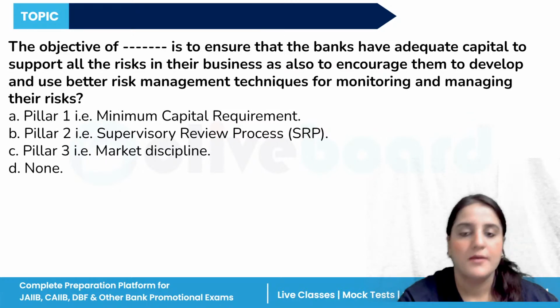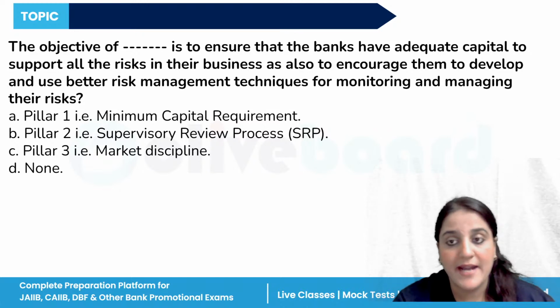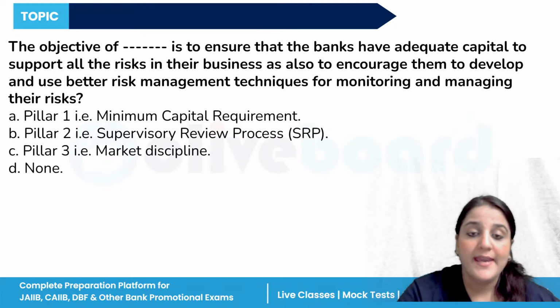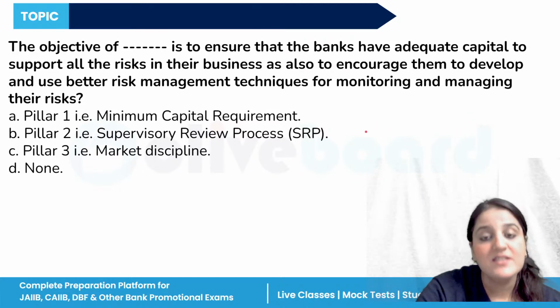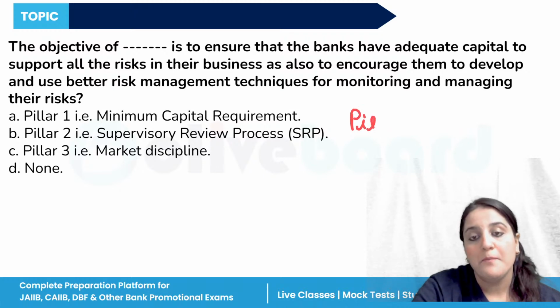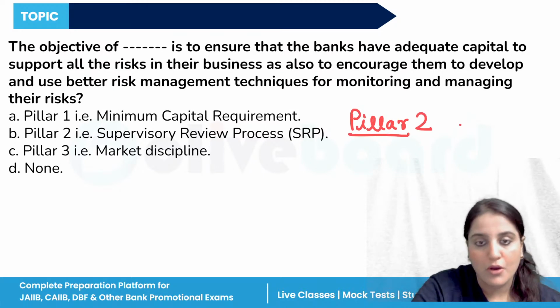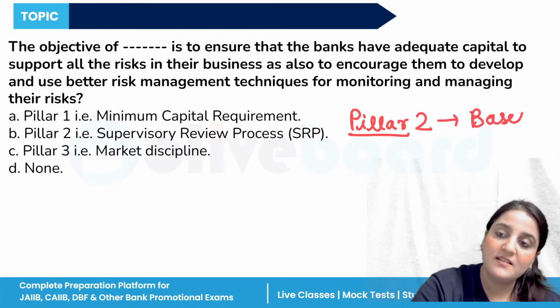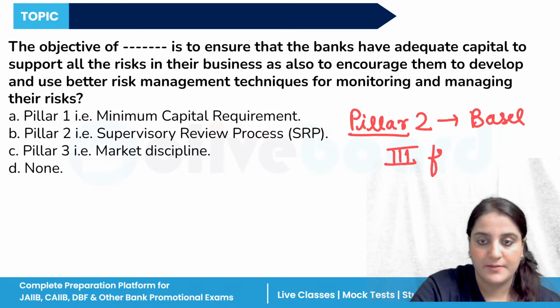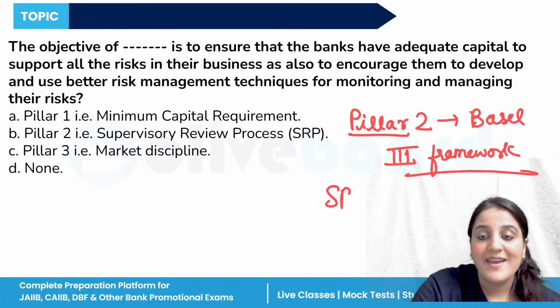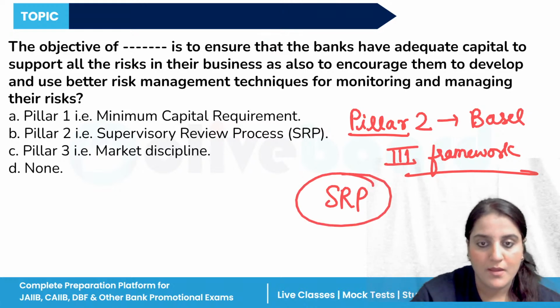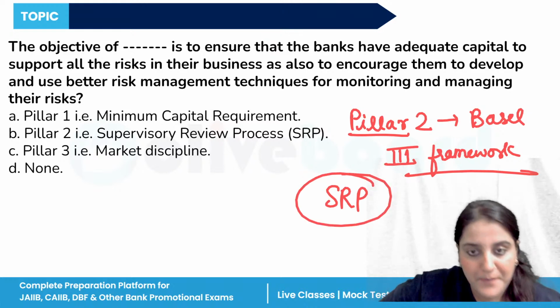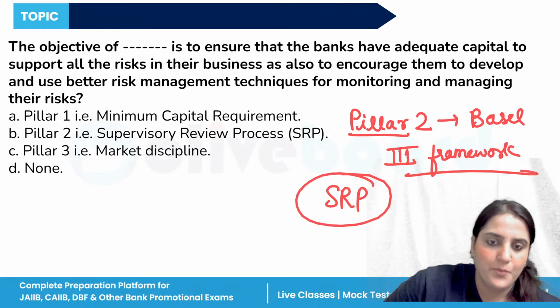The objective that is described in the question aligns with the goal of Pillar 2 of the Basel III framework, which is focused on the SRP. Pillar 2 SRP, that is supervisory review process.